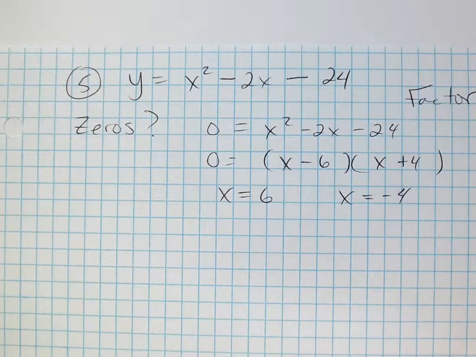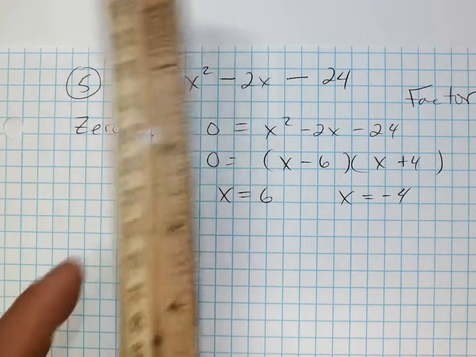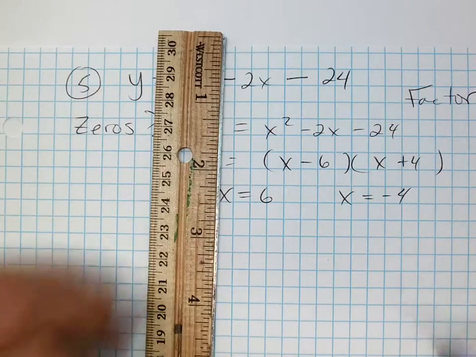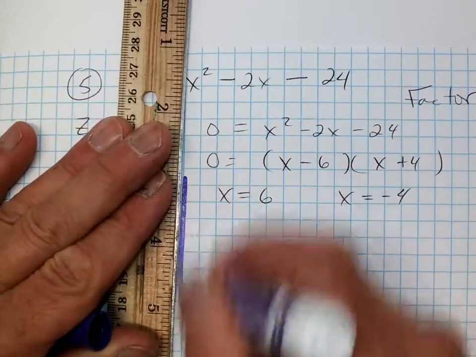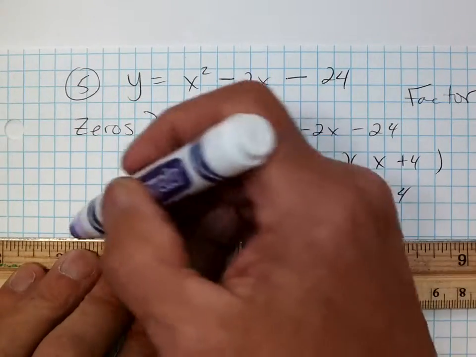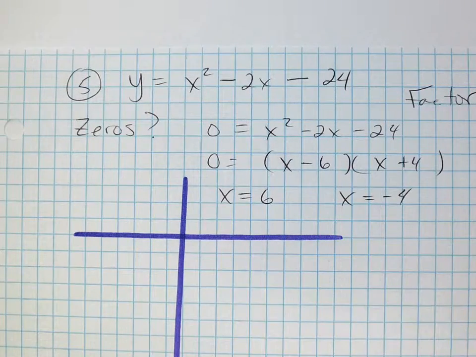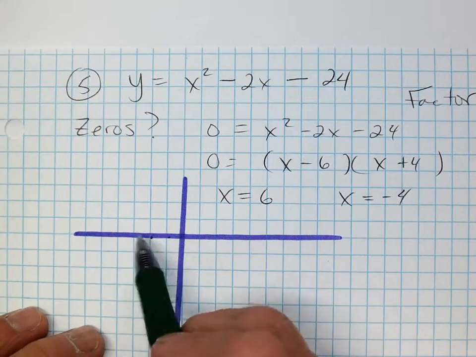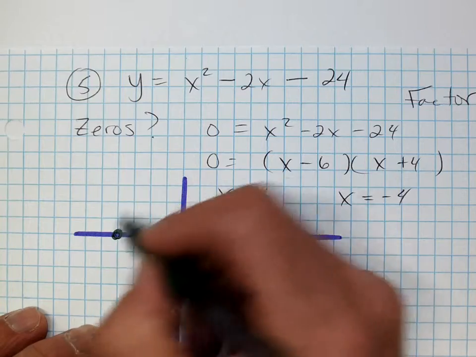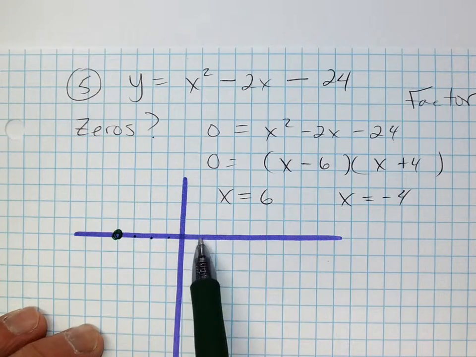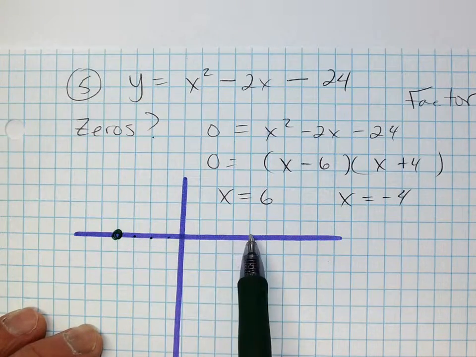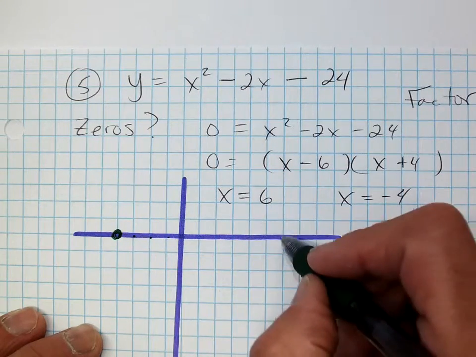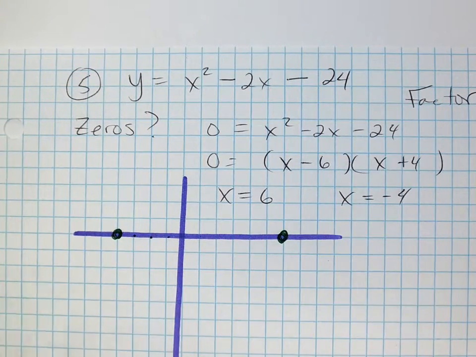Right, so if I were to graph those, let's see, hold on for a second, here, and there. So these are zeros, or like Parker said, Parker's right, they're also x-intercepts, okay? So I'm going to put, let's see, 1, 2, 3, 4, okay, I'll put an x-intercept at negative 4. 1, 2, 3, 4, 5, 6. Here's my other x-intercept, okay?